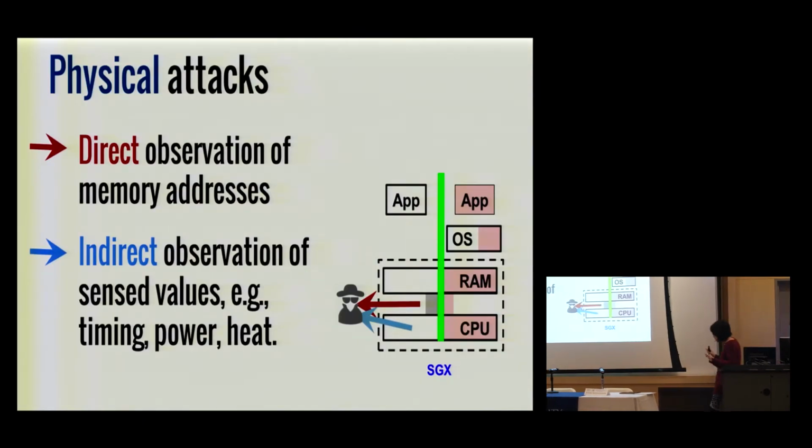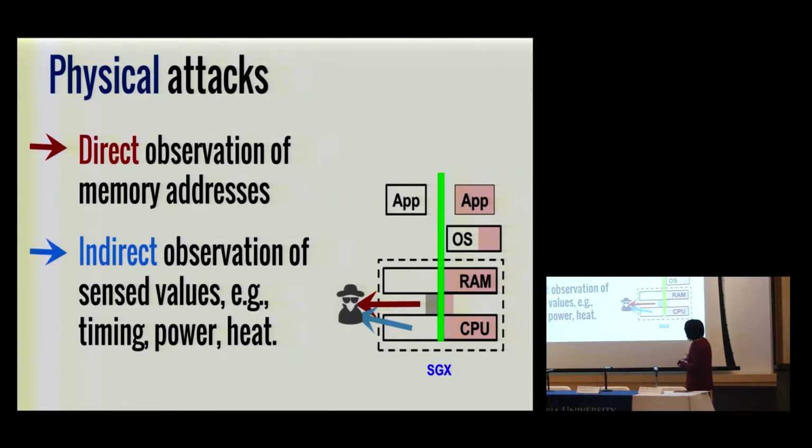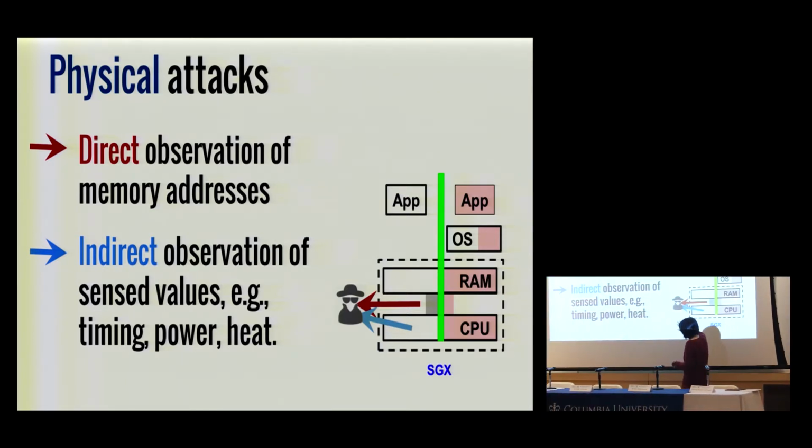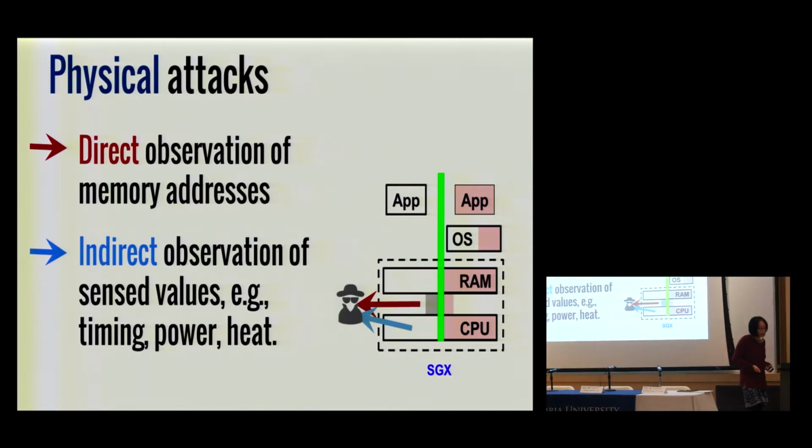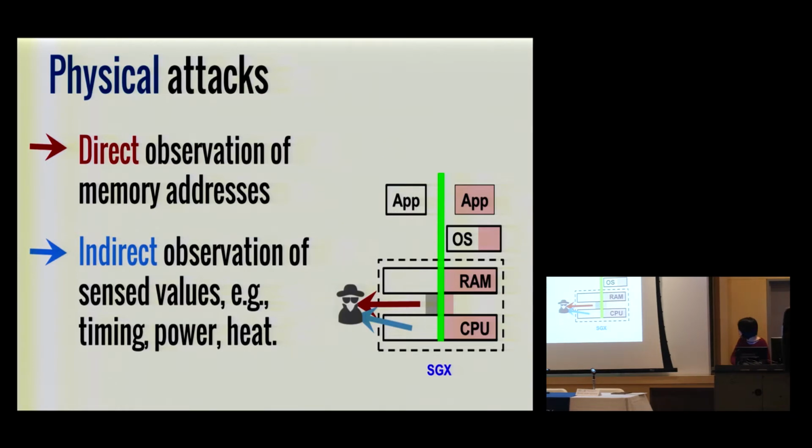Then, I talked about software attacks just now. And there are also physical attacks, and these are just some of the classical physical attacks. But it turns out that because Intel SGX encrypts and authenticates memory, you cannot easily snoop memory contents from a physical attack. But you can learn memory addresses by observing the memory bus. And you can also do side channel attacks like measuring timing, power, heat dissipation, and so forth.